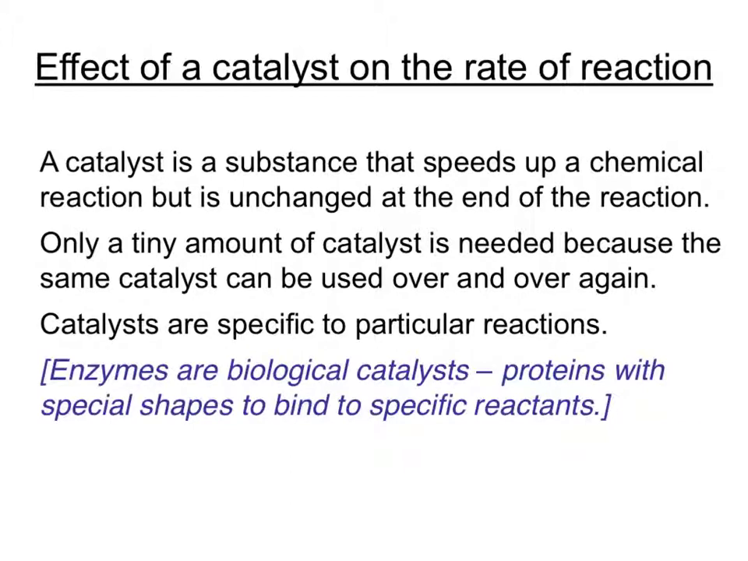Now only a tiny amount of catalyst is needed because this catalyst can work on many reactants one after another. And catalysts are specific to particular reactions. So for example, in C2 we learnt about the Haber process, which is the reaction which makes ammonia, a reaction between nitrogen and hydrogen, which is speeded up by using a catalyst of iron. Whereas in this reaction we've just looked at here, the decomposition of hydrogen peroxide, the catalyst was manganese oxide. That was the most effective catalyst.